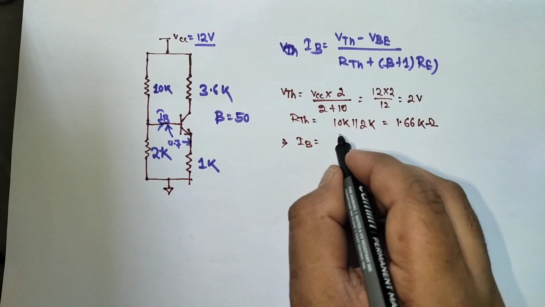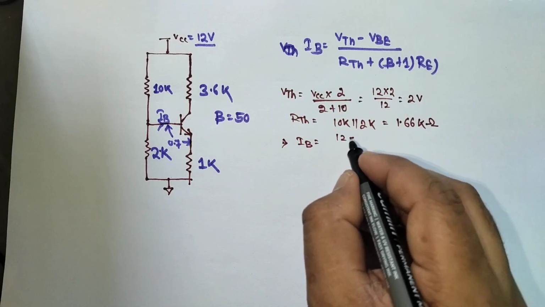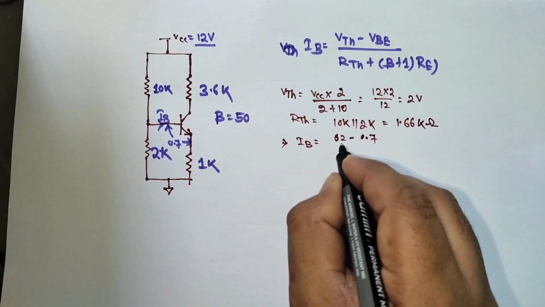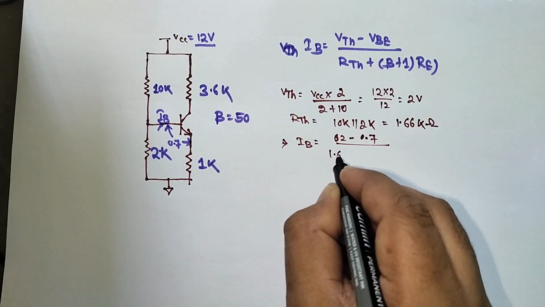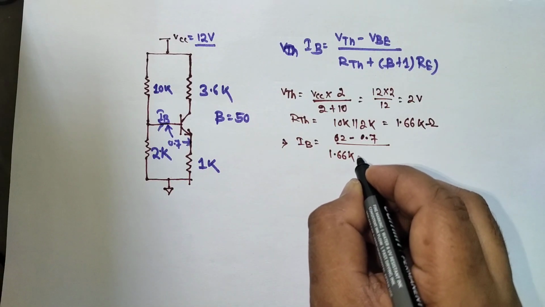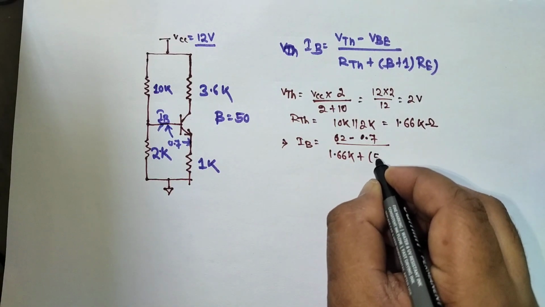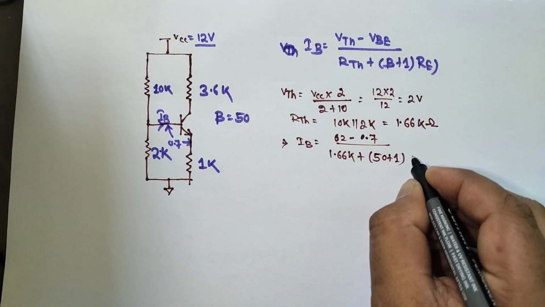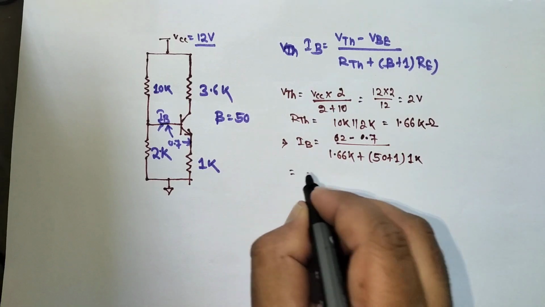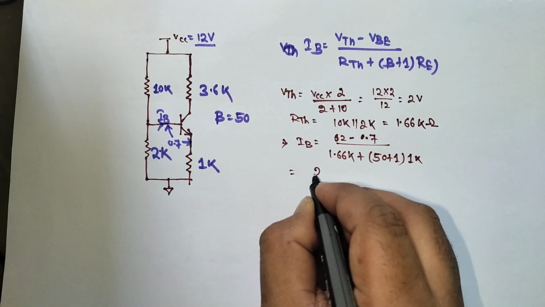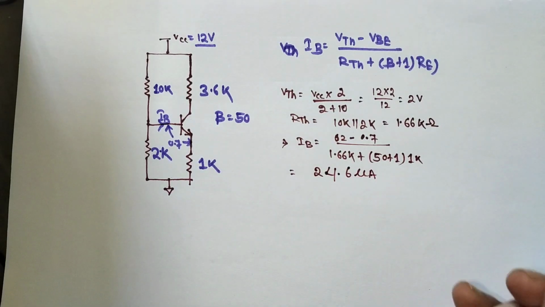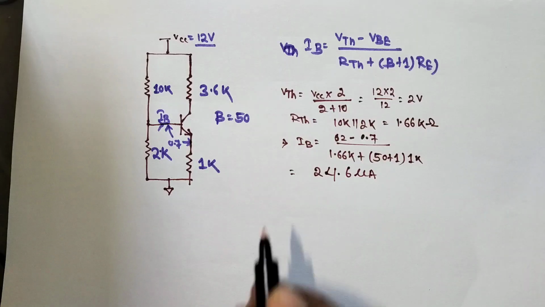Then we put this value here: IB equal to VTH, which is 2 volt, minus 0.7 divided by RTH 1.66K plus beta equal to 50 plus 1 into how much? 1K. Then we finally get IB equal to 24.6 microampere.